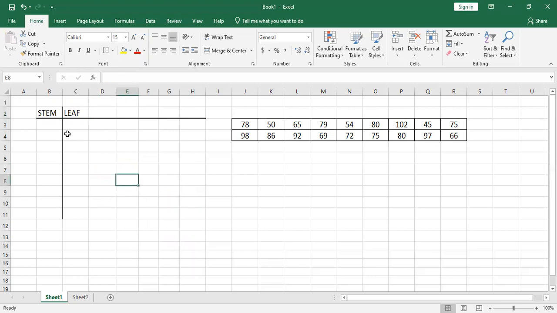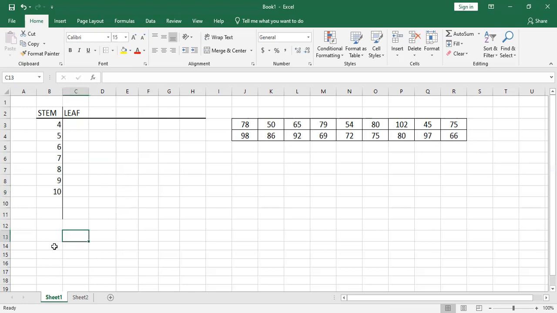Okay, so 40s will be represented by 4s. Then I need the 5, 6, 7, 8, 9, and finally the hundreds will be represented by 10. Okay, the numbers are too small. Let me just enlarge them a bit. Okay, so now there I go.